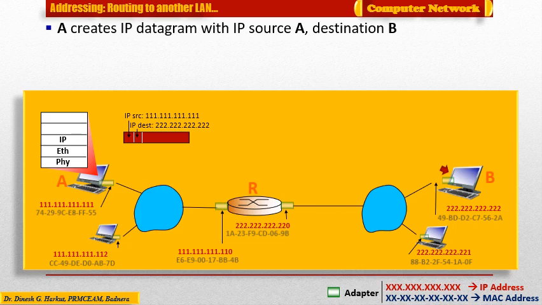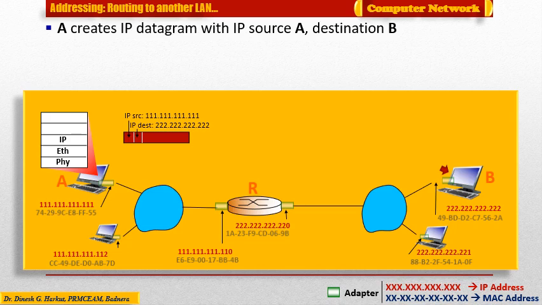Thus, the appropriate MAC address for the frame is the address of the adapter for the router interface 111-111-111-110, which is nothing but E6-E9-00-17-BB-4B, instead of the final destination MAC address. Then how does the sending host acquire this particular MAC address?